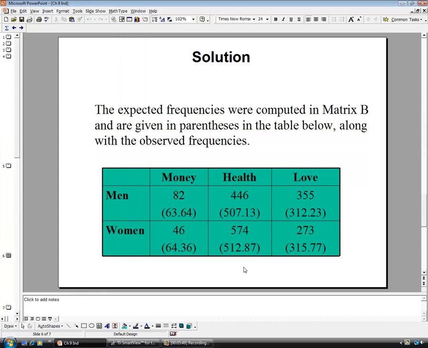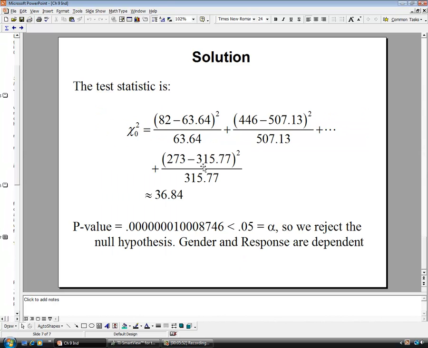So that's our information. This is how the test statistic is actually calculated. It's just the same sort of manner that our goodness of fit chi-squared was calculated. We take each observed value, subtract it from its corresponding expected value, square whatever that number is, and divide by our expected value. And we sum these all up. This is just 3 of them. There should be a total of 6, but you see how it kind of goes. And 36.84 is what that comes out to. And there's our p-value, extremely small. That's less than our 0.05, which is alpha, so we reject. So we believe that gender and responses are certainly dependent upon each other.